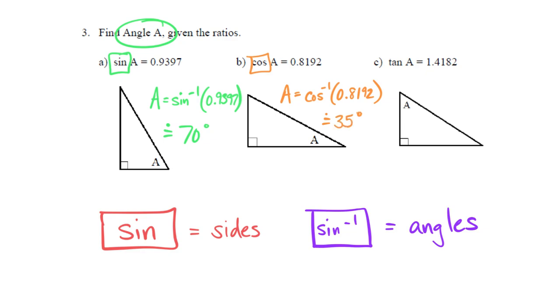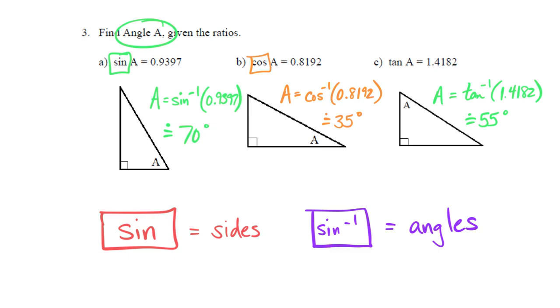Hopefully, we match up. Last one, I'm finding my tan. The exact value for my angle is the inverse tan of 1.4182. When I use my keying sequence, my calculator, I'm going to punch in the inverse tan and make sure I punch that in correctly. And if I round that to the nearest degree, I'm going to get 55 degrees.